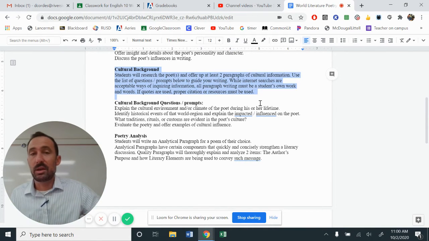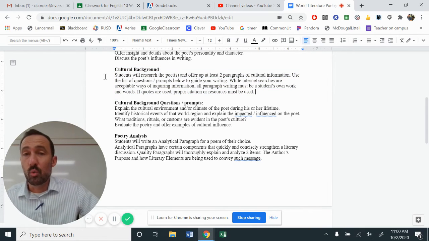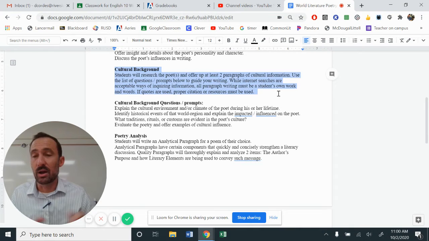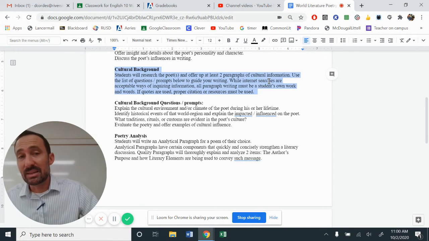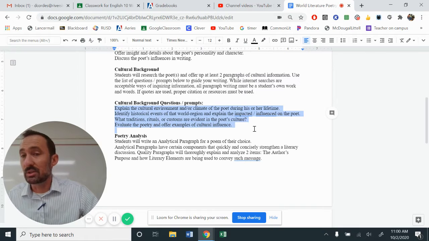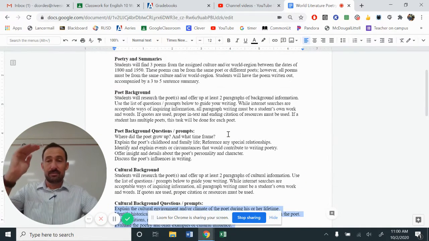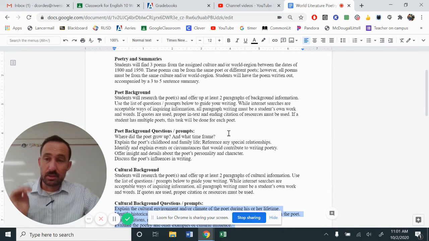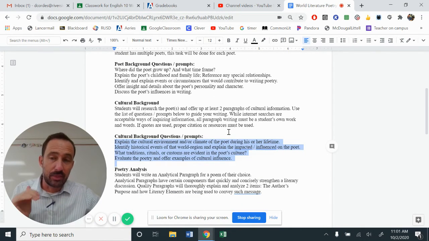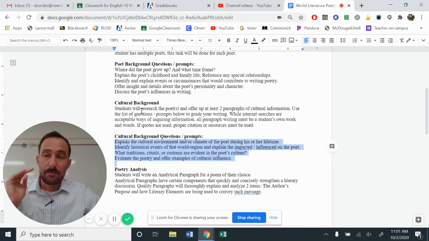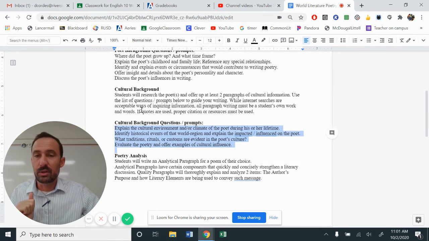So if I'm looking at these poems, what is the cultural background? What is the historical and cultural background that's being presented? I'm going to explain that in those 2 paragraphs and use these questions to guide. Okay? Now, you have found your poems. You looked at the poet. You looked at the cultural implications, the historical implications.